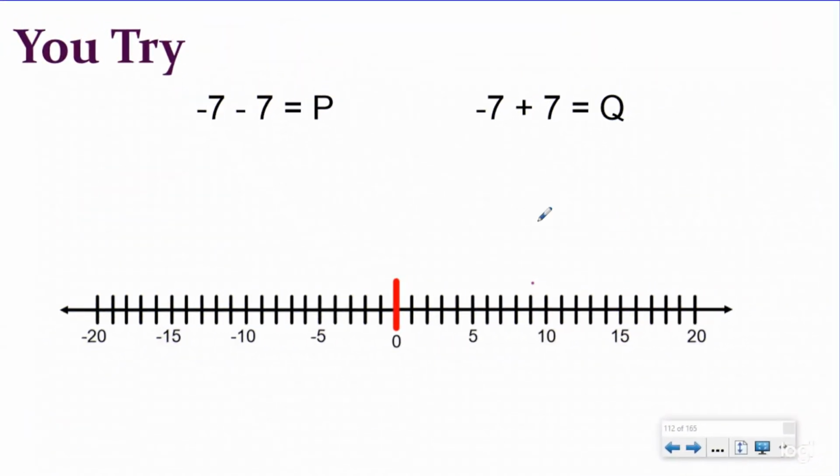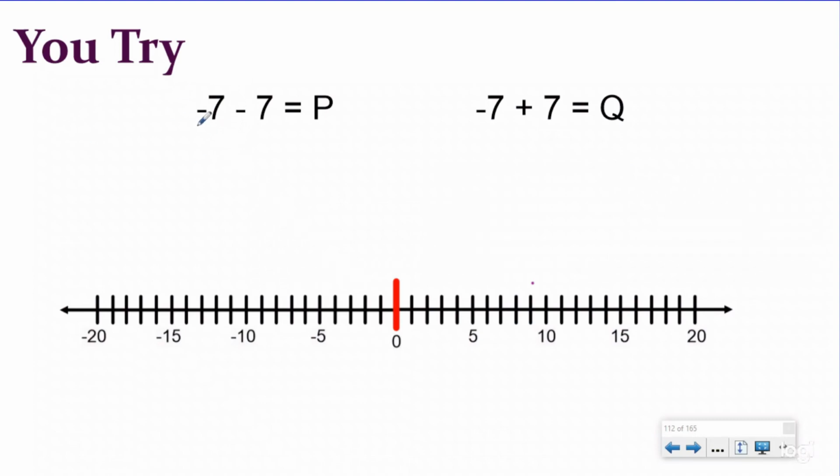For our you try problem, we have negative 7 minus 7 and then negative 7 plus 7. So go ahead, if you're ready, you can pause the video and try this one by yourself. If you're not ready yet, you can do it as another we do problem, and that's totally okay. Hopefully you just paused it though and gave it a try.